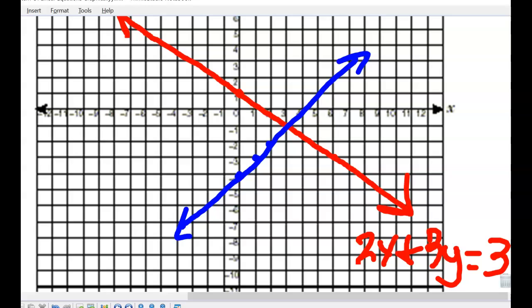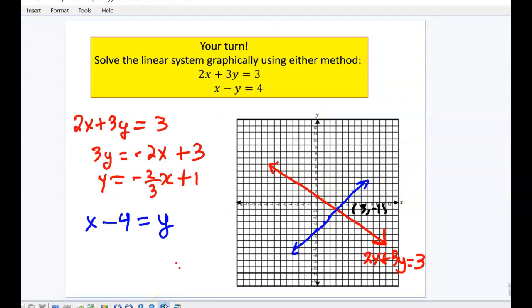And it appears that my solution, if drawn accurately, is going to be the point 3 and negative 1. Again, we can verify. If I put a 3 in here and a negative 1 in here, I'm going to get 6 minus 3, which is 3. And if I put a 3 here and a negative 1 here, 3 minus 4 is negative 1. So that solution is correct.